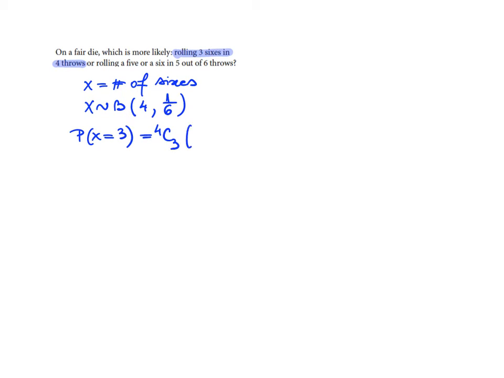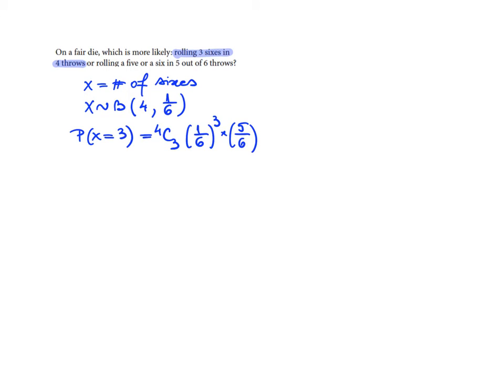For me, in the first case, rolling 3 dice in 4 throws, X, which is the number of sixes, rolling 3 sixes. X is binomially distributed with 4 throws. Probability of success is 1 over 6, because I have 6 outcomes. And I need probability of X being 3, which is going to be 4 combination 3, success to the power of 3, because I want 3 successes and I want a fail.